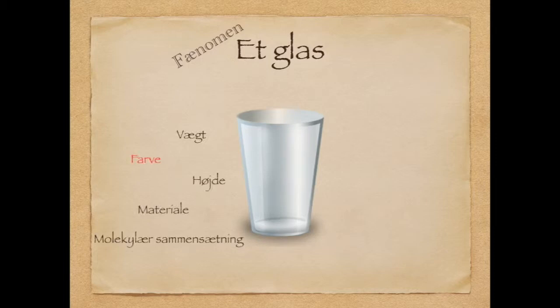The glass is a phenomenon. We can describe its weight, color, and height, the material it's made of, and even the molecular composition. But that's the natural setting of the glass, and only the physical properties. We could also call it the positivistic way of viewing the glass.